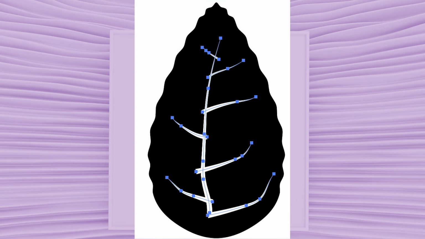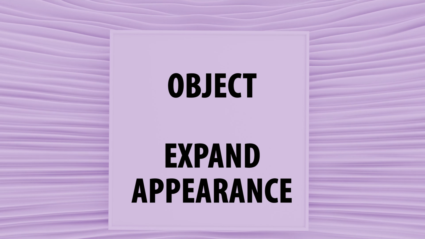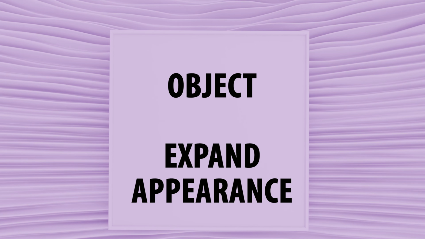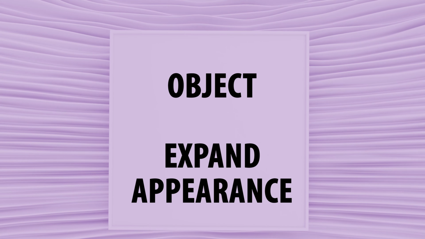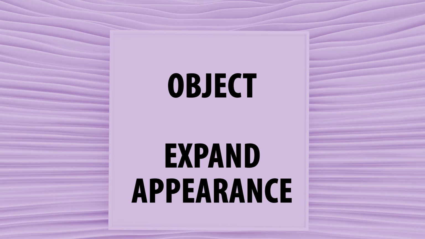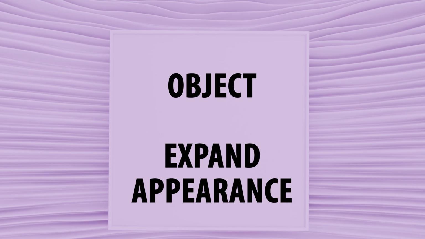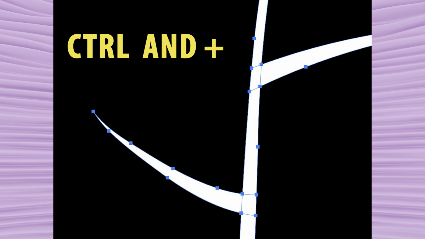Now that they're selected, go to the Object menu, and then go to Expand Appearance. The Object menu again is at the very top of your screen. Object menu, Expand Appearance. Once you've done that, zoom in on your leaf.